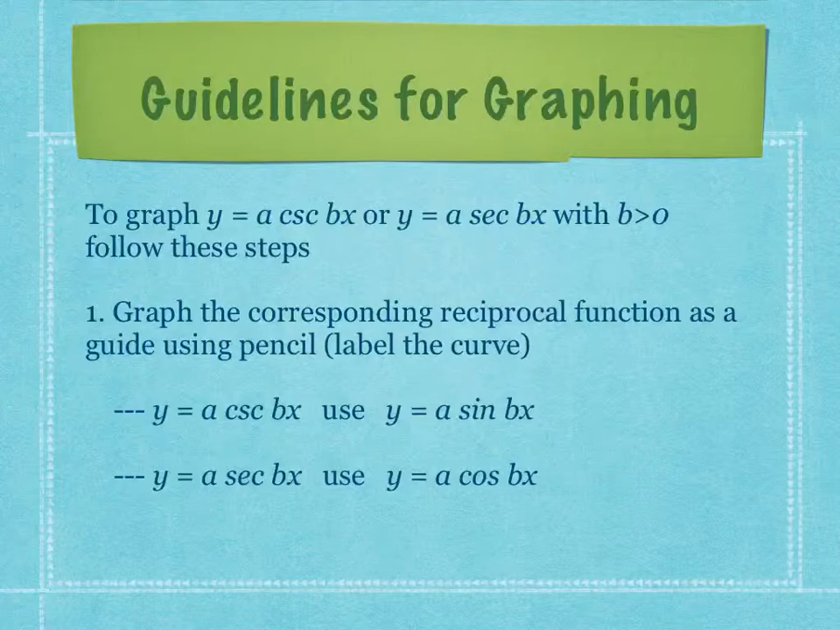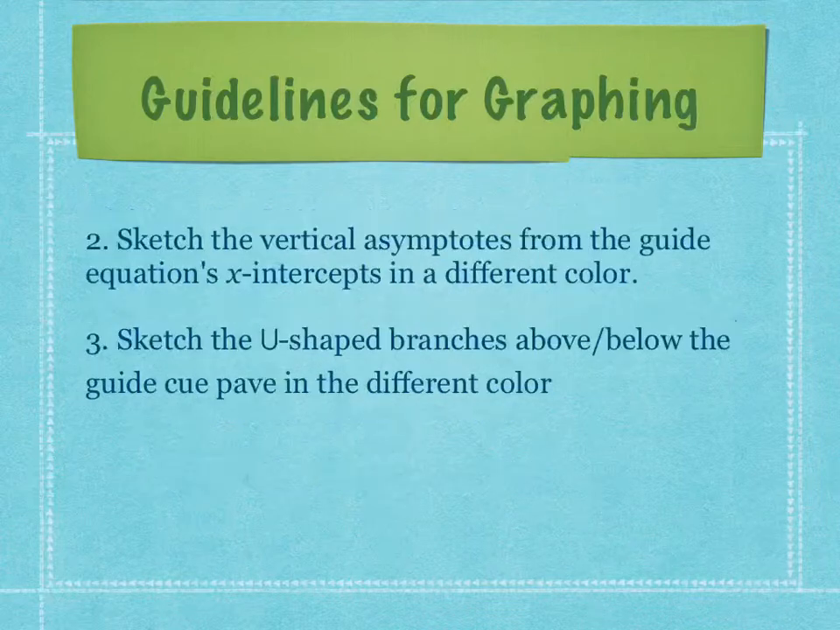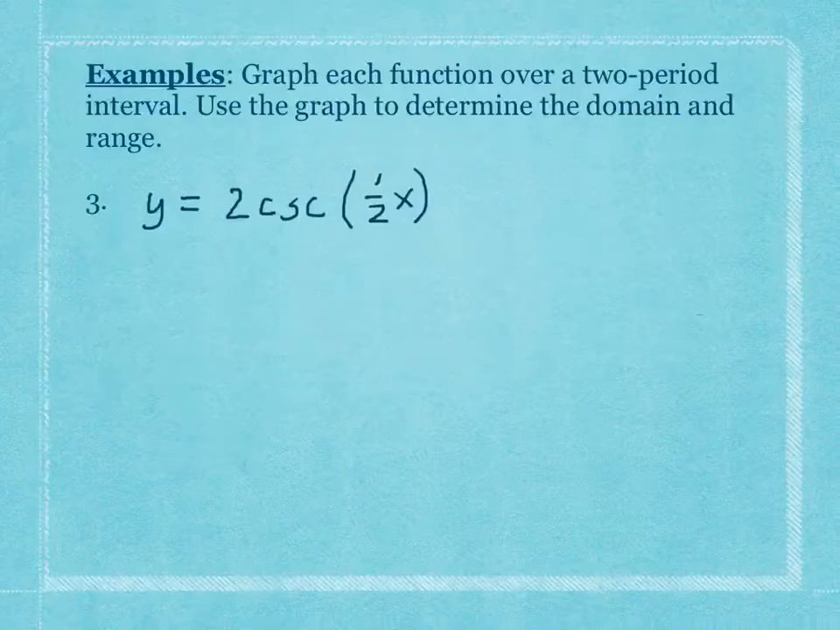Alright, so guidelines for graphing. If we want to graph y equals a cosecant bx or a secant bx, again b greater than 0, and of course if it's not, we've talked about what you do. You first graph the corresponding reciprocal function. So if you have a cosecant bx, you're going to first graph a sine bx. If you have a secant bx, you're first going to graph a cosine bx. You're going to sketch your vertical asymptotes from the guide curve's equation x-intercepts in a different color. That's what we used our yellow for. And then you sketch the U-shaped branches above and below the guide curve, in a different color. Those are our basic guidelines here.